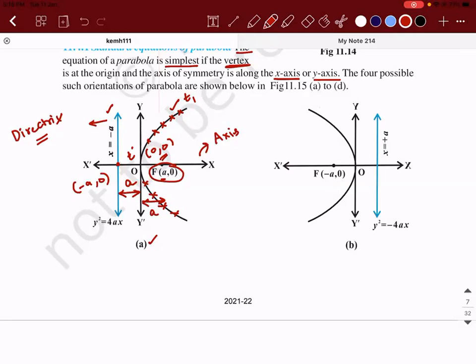X is equal to constant. Y equal to 0 is the x-axis. X is equal to constant is the equation of a line which is parallel to the y-axis. That constant should be the x coordinate. So x is equal to minus a is the equation of whom? The directrix.